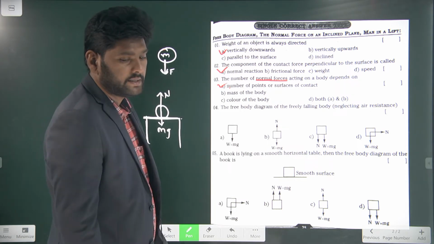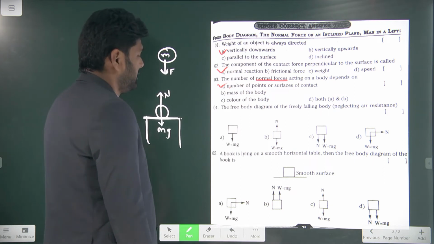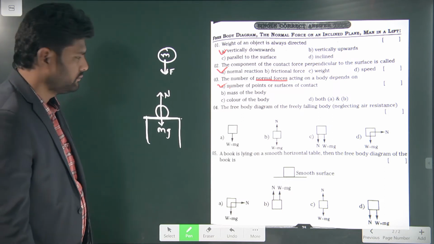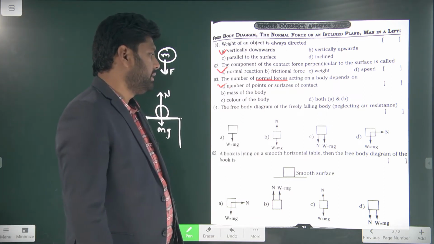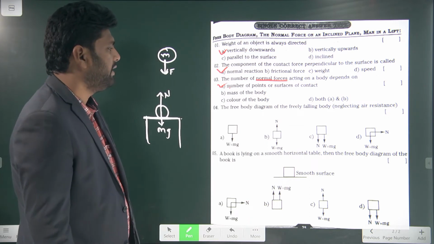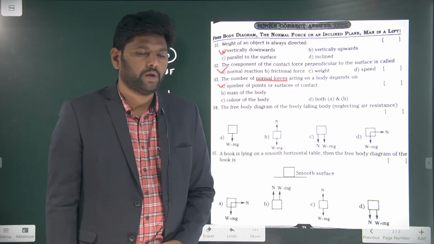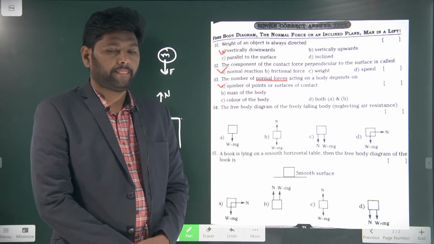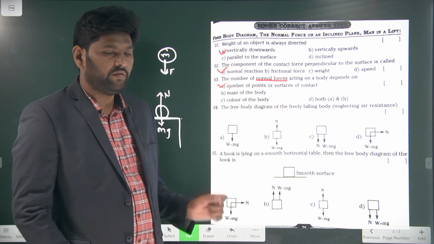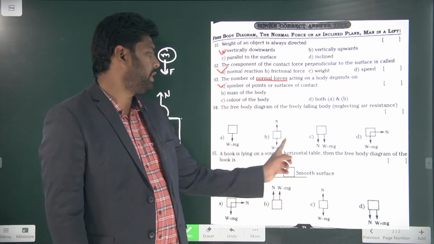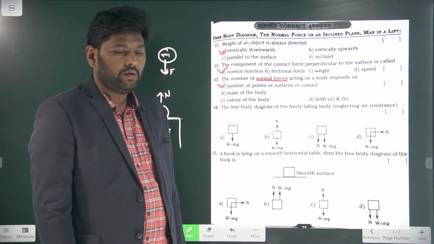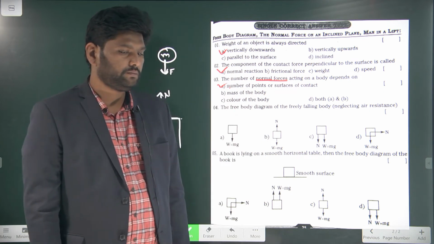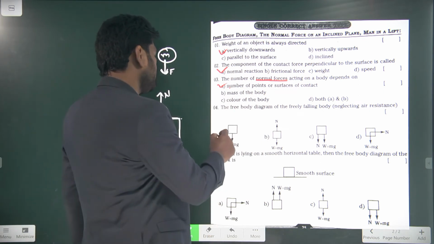Next, the free body diagram of a freely falling body, neglecting air resistance. Tell me what is the answer? Option B. So, the free body diagram of a freely falling body. How many forces act on a freely falling body? Only one force. So among the following diagrams, which diagram shows one force? Option A is the correct answer.